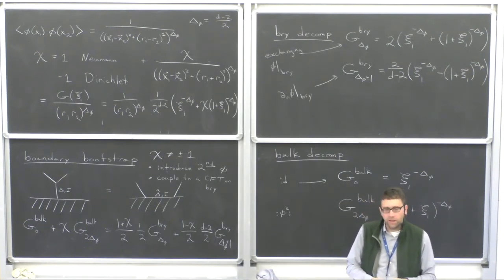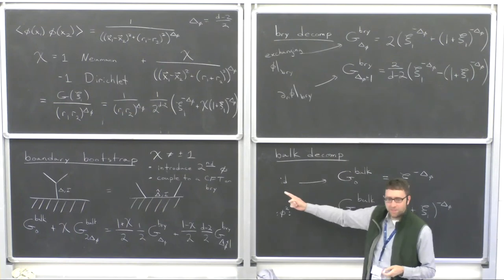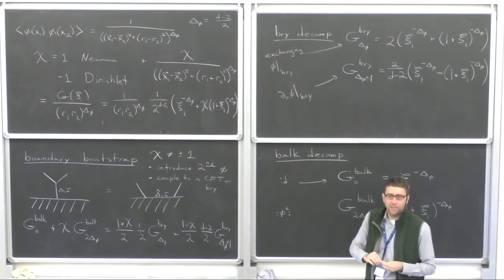Yeah, chi equals zero is kind of like the trivial boundary or no boundary. Although to really make sense of that, you'll need a field on the other side of the boundary.